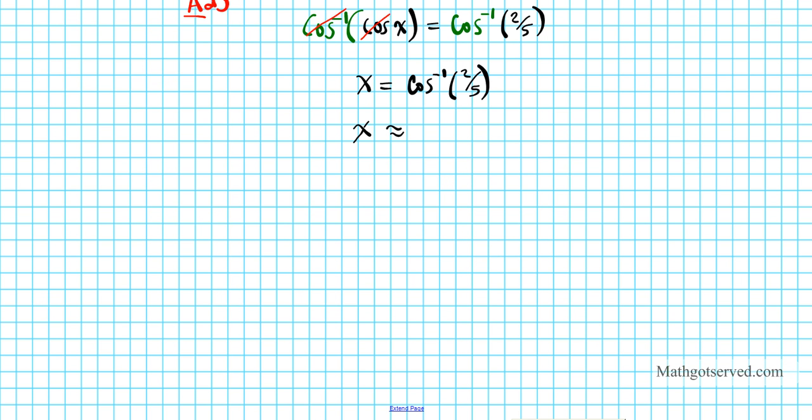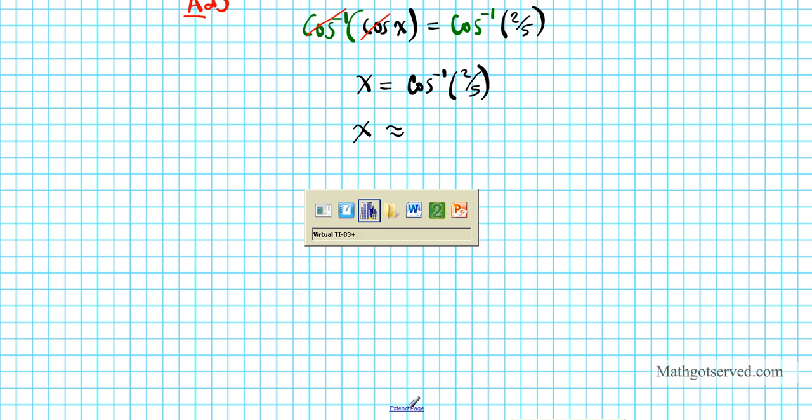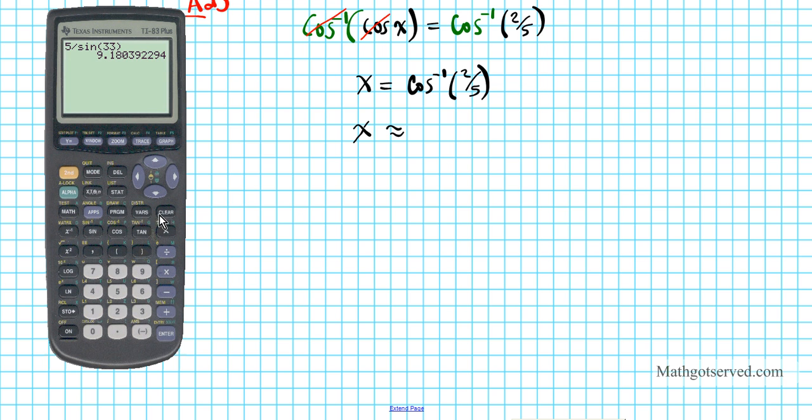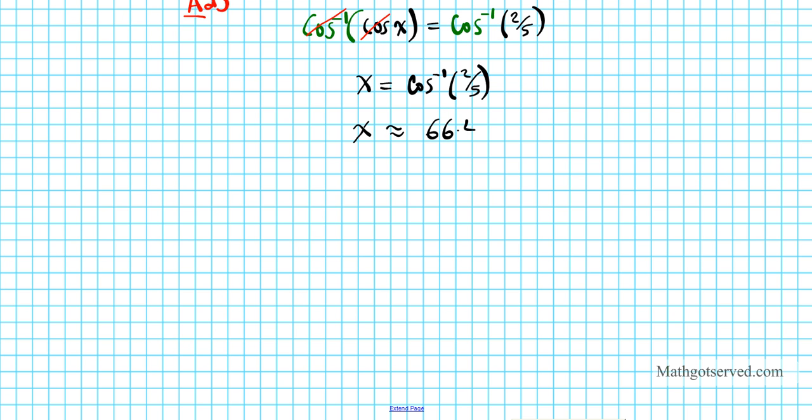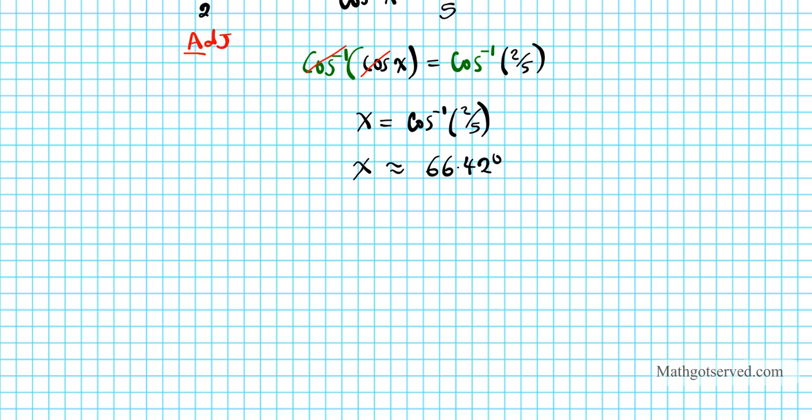All right. Now what we're going to do is find the calculator approximation of what this angular measure is. So let's go back to the calculator. We're going to do second function cosine, which will take us to the inverse cosine of 2 divided by 5. And the answer is 66.42 to the hundredths place. So it's approximately 66.42 degrees.